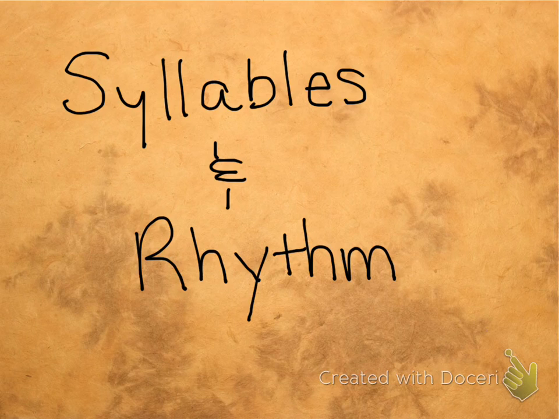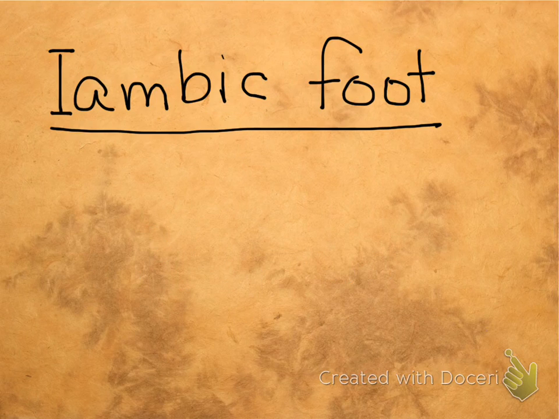So let's take a look at syllables and rhythm in poetry. There are 4 different types. Each one is called a foot. And these are basically just pairings or triplets of a certain pattern that we see. So our first pattern that I want to take a look at is called iambic.